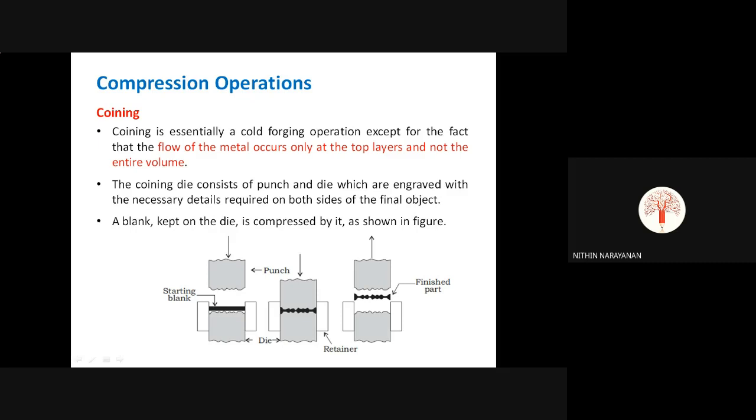Pure operation coining. Coining is essentially a cold forming operation, except for the fact that the flow of metal occurs only at the top layers and not the entire volume. So initially, in the case of embossing, there is a flow of material; the complete material changes shape. But in the case of coining, only the top layer of the metal will be flowing and changing the shape.